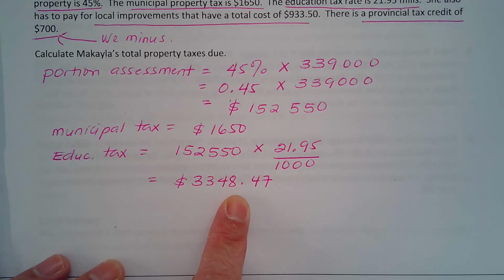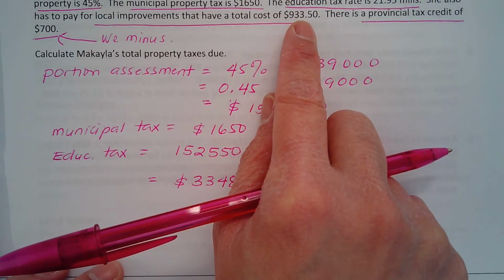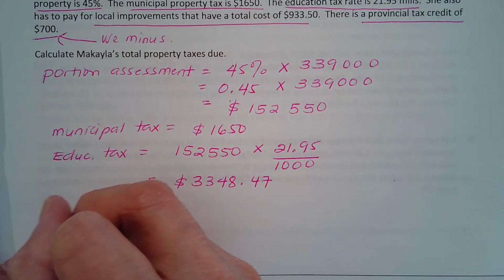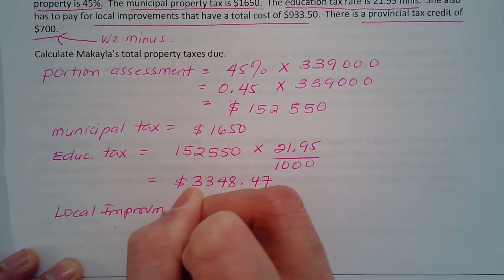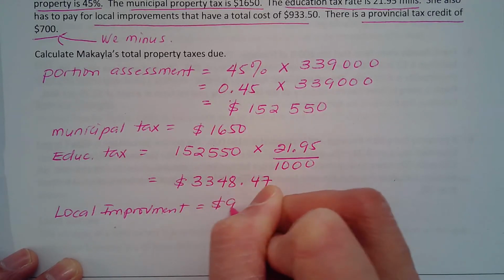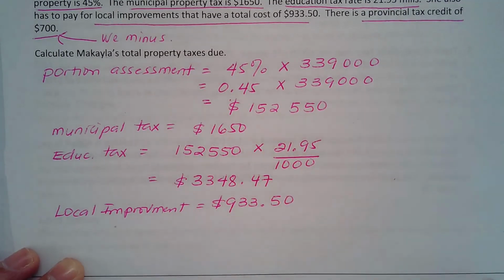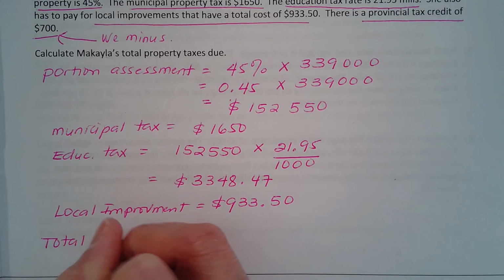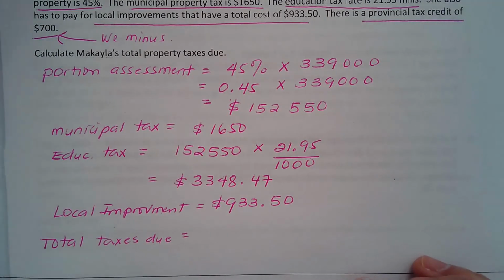What about the local improvement? Do we have to do any calculation there? No, because it's already given. Local improvement is $933.50. So what do we do? What's the total taxes due?